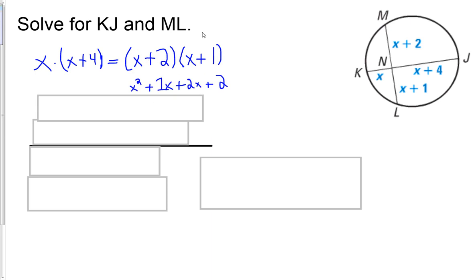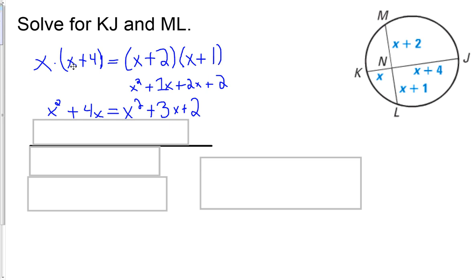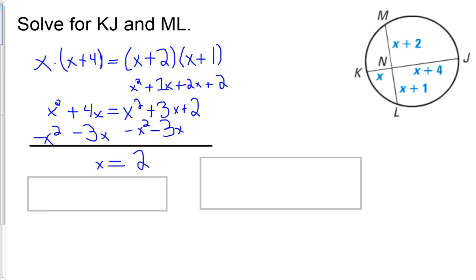And this side we would FOIL: x squared, x, 1x, 2x, times 2, and then we're going to have common terms here. This side was easier to multiply out, so I just did one step there. X times x is x squared, x times 4 is 4x, equals x squared plus 3x plus 2. Now to solve, subtract x squared from both sides, subtract 3x from both sides to get x is 2.